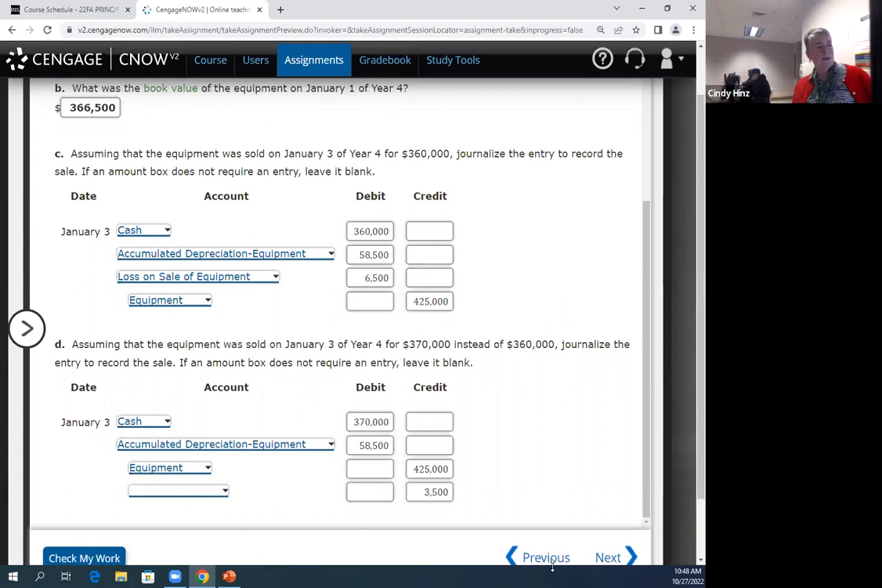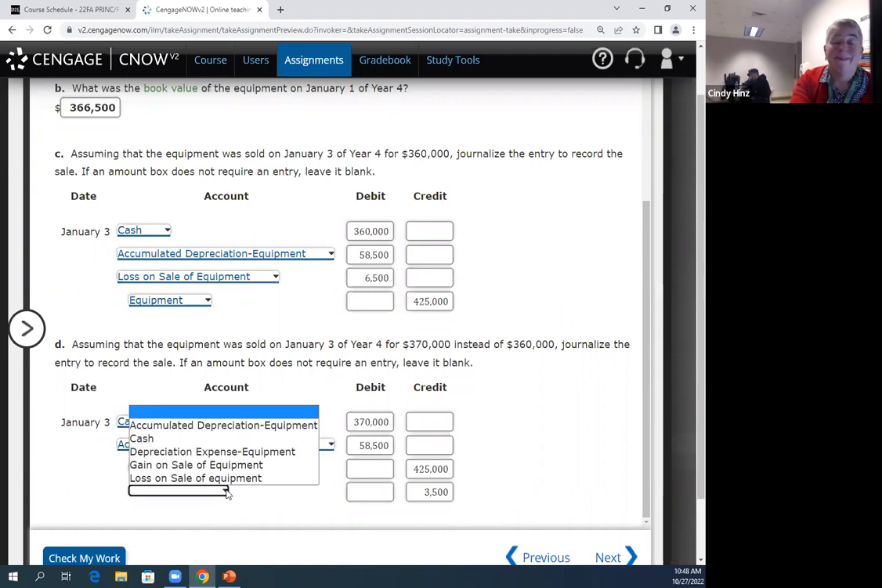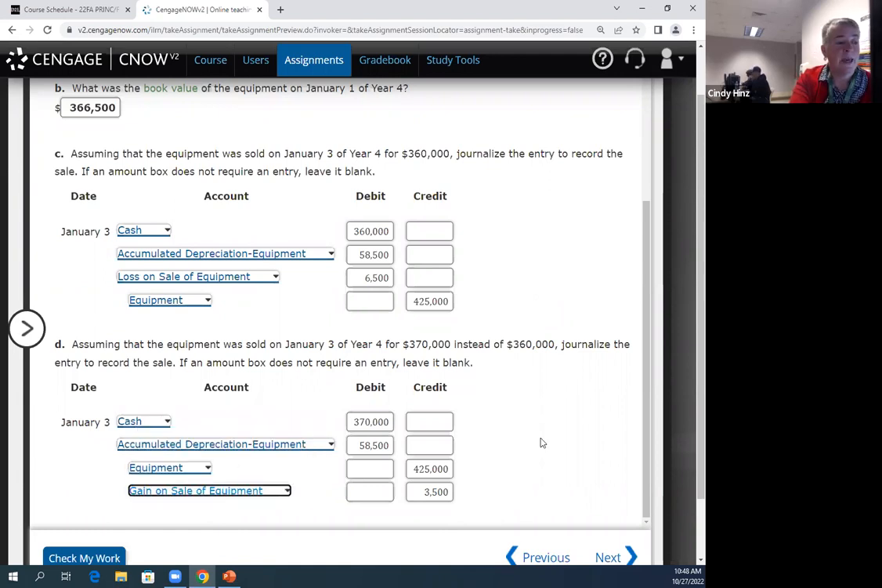So if that was a loss in letter C when we sold it for less than the book value, what do you think it is when we sell it for more than the book value? It's a gain on sale of equipment. Again, we're making up for the fact that we recorded a little too much depreciation each of the last 3 years, about $1,000 extra. We didn't do the calculation wrong, but our book value did not exactly match up with the fair market value. Remember, that was intent in the first place.